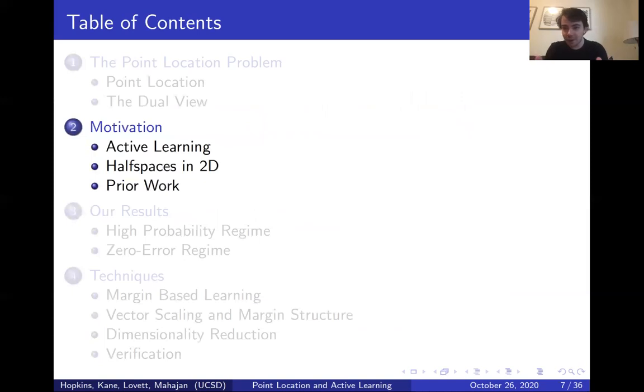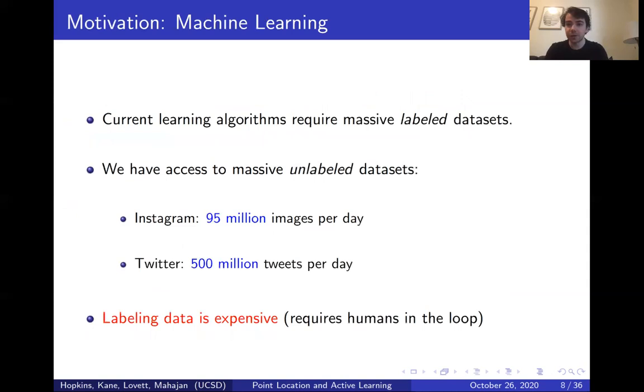Before talking about whether we can or not, I want to give a little bit of motivation for this problem from the machine learning standpoint. The idea is that most of the algorithms that we use in practice, like deep learning, require massive amounts of labeled data, which is a bit of a problem because generally what we have access to is massive amounts of unlabeled data. There are millions and millions of images and tweets and pictures on Instagram every day. But labeling this data is really expensive.